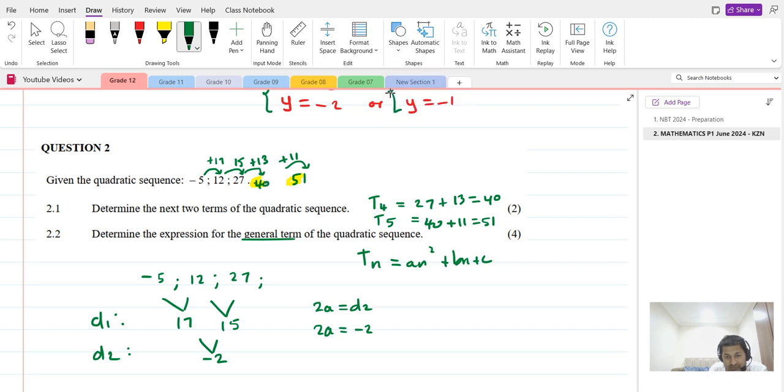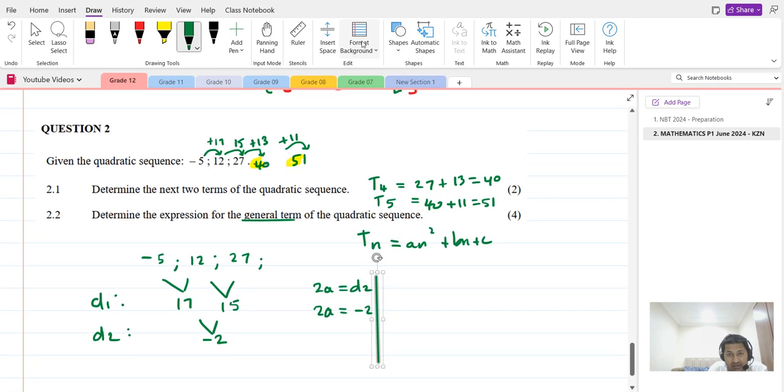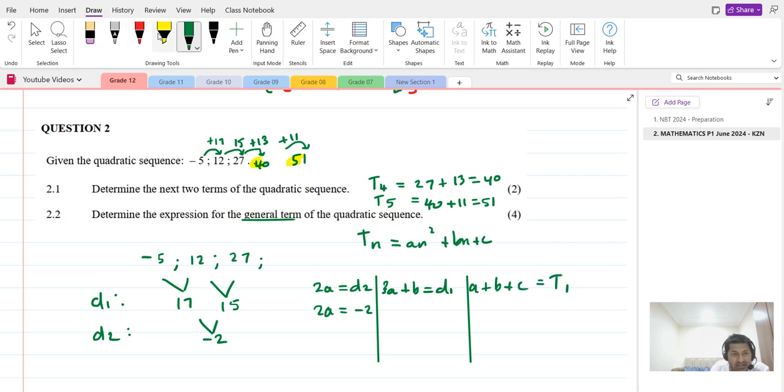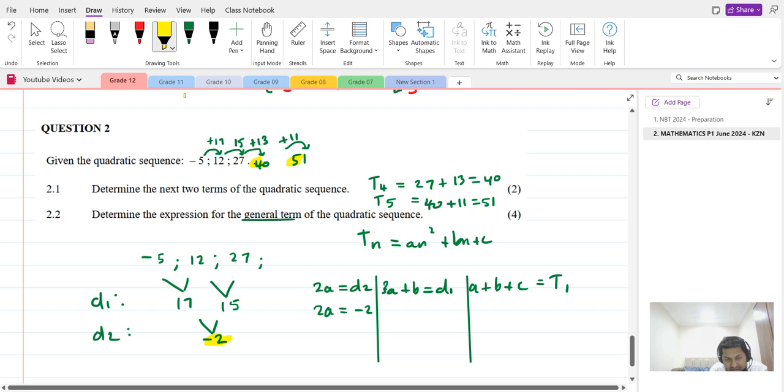Let's write down the three formulas, right? 1, 2 and 3. 2a equals d2, then 3a plus b equals d1, and a plus b plus c equals term 1. So there's your second difference, first value of the first difference, and term 1.